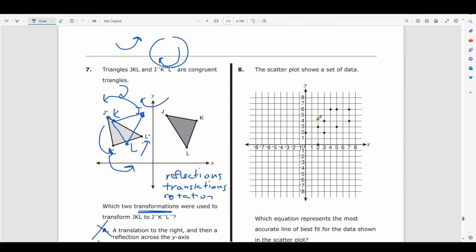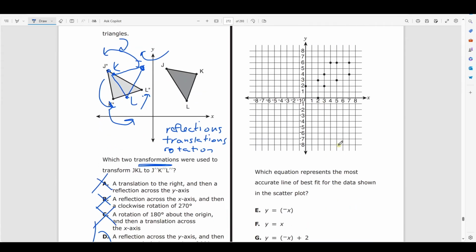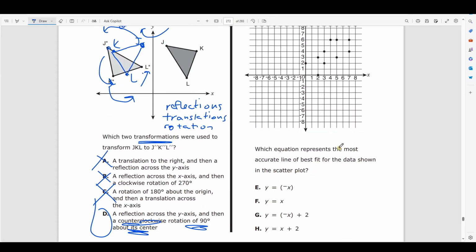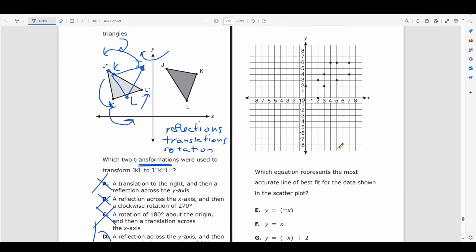That's why. Number 8 says the scatter plot shows a set of data. Which equation represents the most accurate line of best fit for the data? So what is a line of best fit? A line of best fit is something you use in statistics to show a relationship, right? It's to take a bunch of points on a graph and fit them to a line, aka the line of best fit. And the general rule for a line of best fit is you want an equal amount of points above the line and below the line.